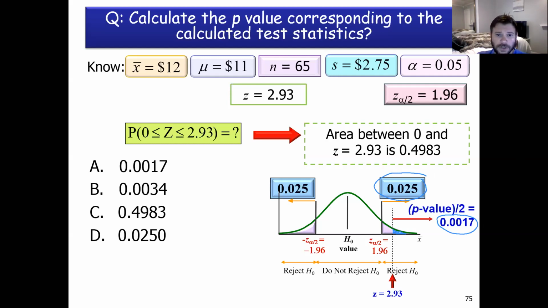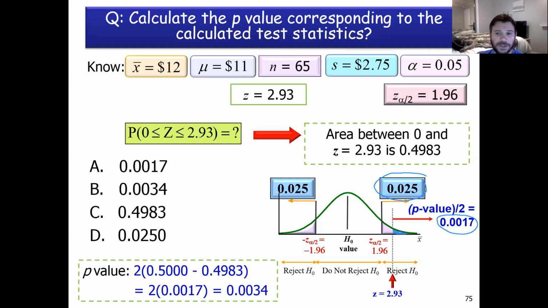Or what can you do? Well, you can double that probability we just calculated in that blue region there. And when we do that, we get a p-value in both tails of 0.0034. Note that that is definitely smaller than our significance level of 5% here. Okay, so that is the p-value for this problem. We looked at that little blue region that I had shaded in, the probability of observing something farther to the right than 2.93, and then we had to double it because it was a two-tailed test here.